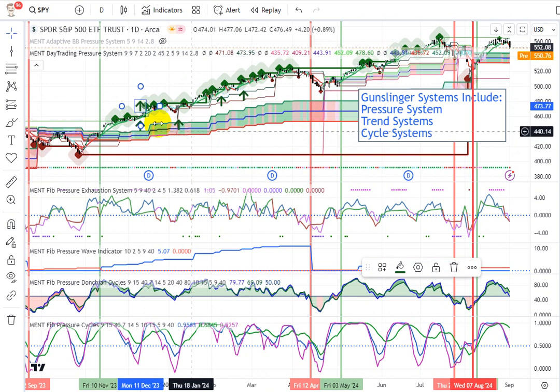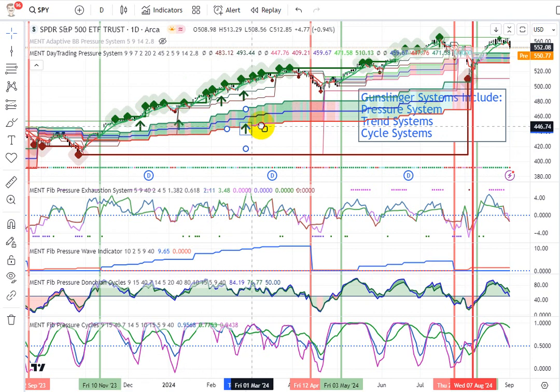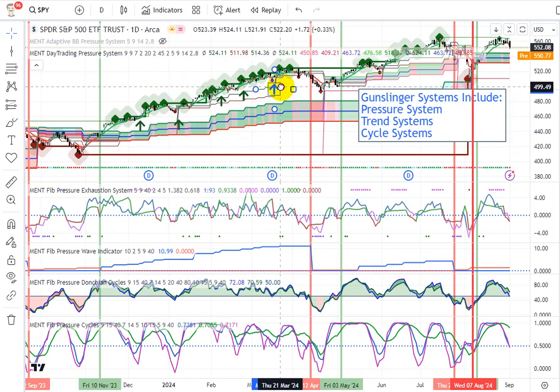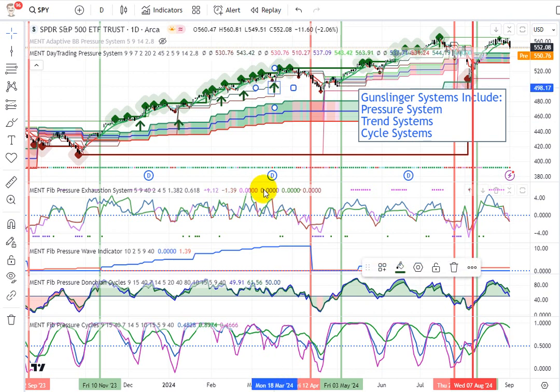Right there. And another hook right back over here. Now, same thing to the downside. So you get these pullbacks, you potentially get these little hooks. We didn't get a hook here. We didn't really get a hook here. We got a rotation back to the upside and then confirm. But you get these hooks that set up using the cycle indicator.